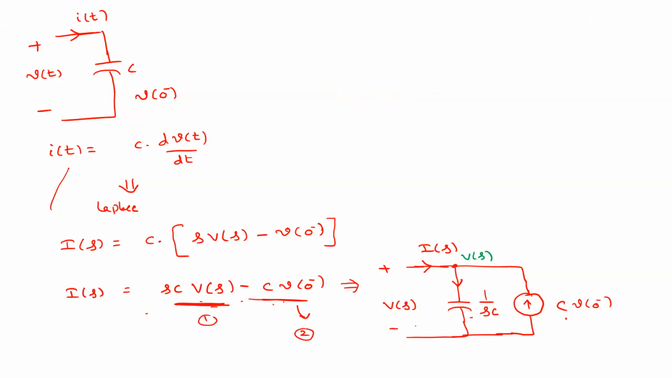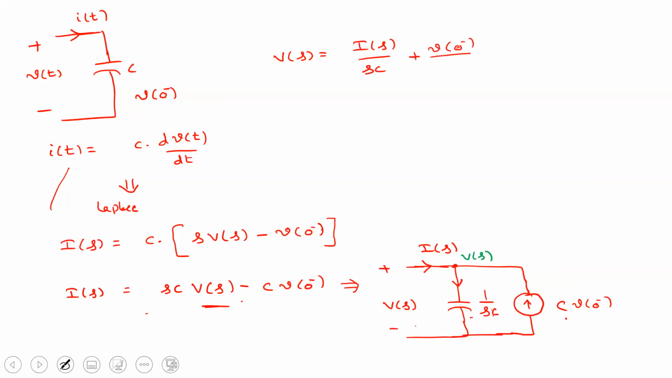Similarly, we can write the KVL based equivalent circuit. How to write that? Just extract this V of S. What is V of S in this equation? V of S equals I of S by SC plus V of 0 minus by S.